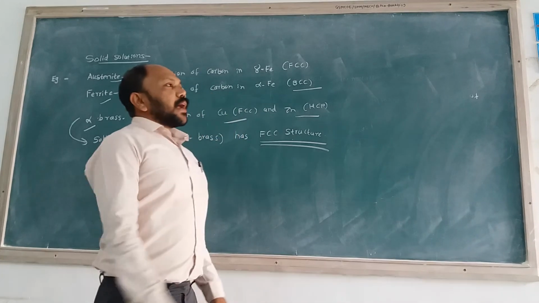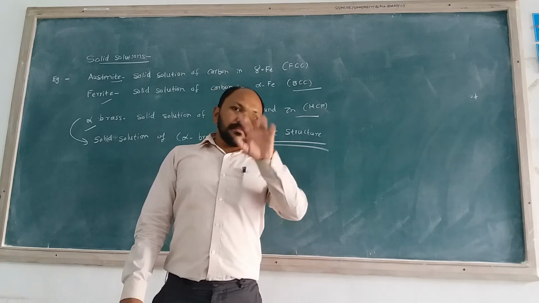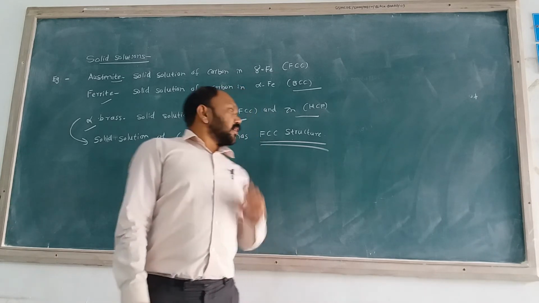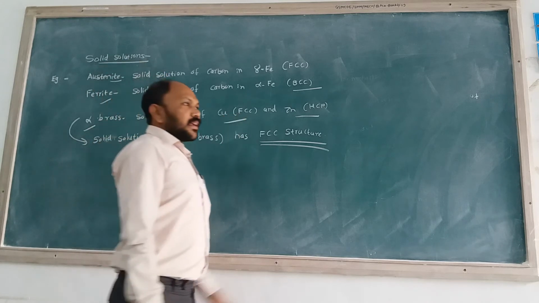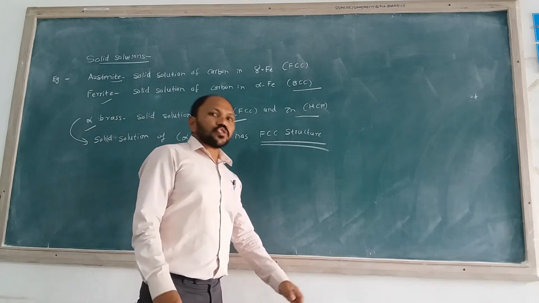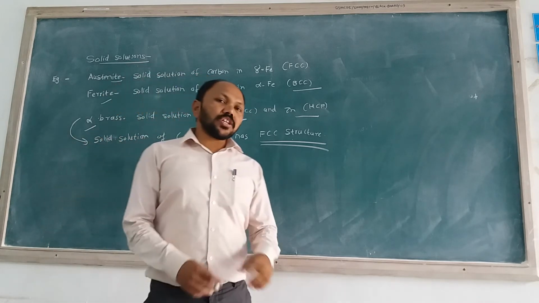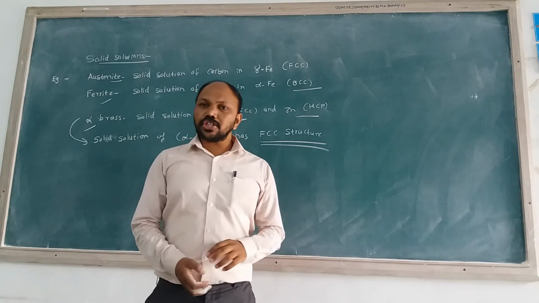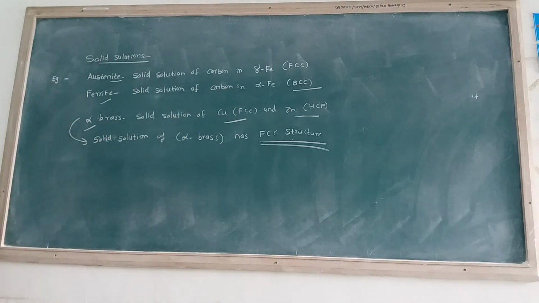We know that according to their definition, the crystal structure becomes one of these two crystal structures. So copper having FCC structure and zinc having hexagonal close packed structure. So we prefer this FCC crystal structure, that is face centered cubic structure. So these are the examples.